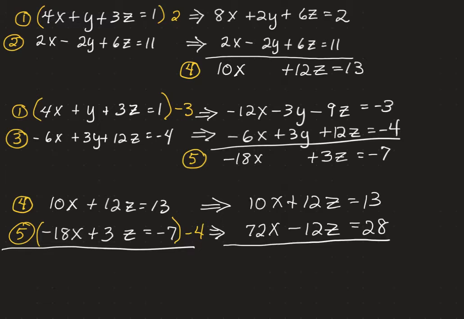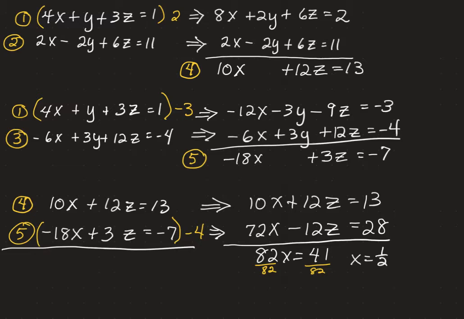And that leaves us with 82x equals 41. We are almost done. We just need to divide both sides by 82 so that we get the value of our first variable, x equals 1/2.